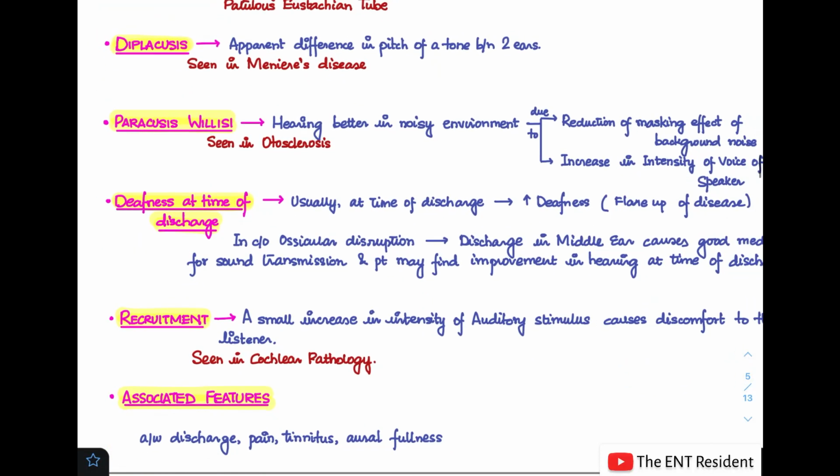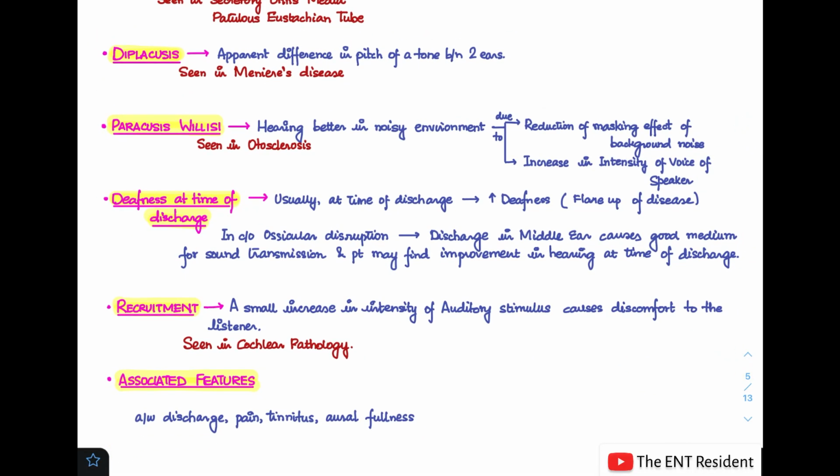Next is paracusis willisii. Now, paracusis willisii is when hearing is better in a noisy environment. This is seen in otosclerosis. The cause of paracusis willisii is that there is a reduction of the masking effect of background noise and there is an increase in the intensity of the voice of the speaker. So, this is paracusis willisii.